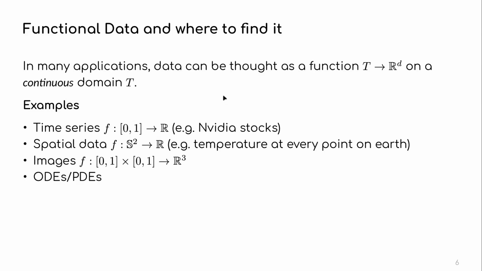So examples, maybe the most common ones and the most common in applications in FDA, is time series. So I have a one-dimensional interval that represents time, and let's say goes over some period. Let's say you're tracking stock values or NVIDIA stocks, for example. That's a perfect example of a time series, and it's one of the biggest applications because it's easy to model using FDA tools. But you don't necessarily need to have a time dimension.